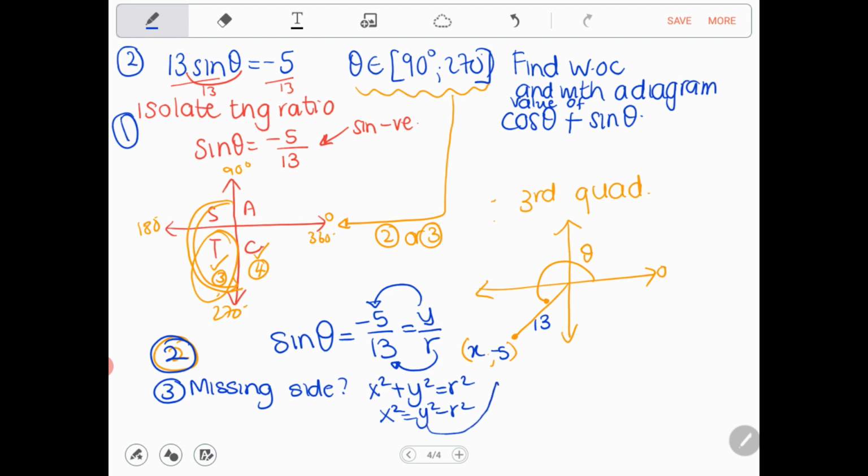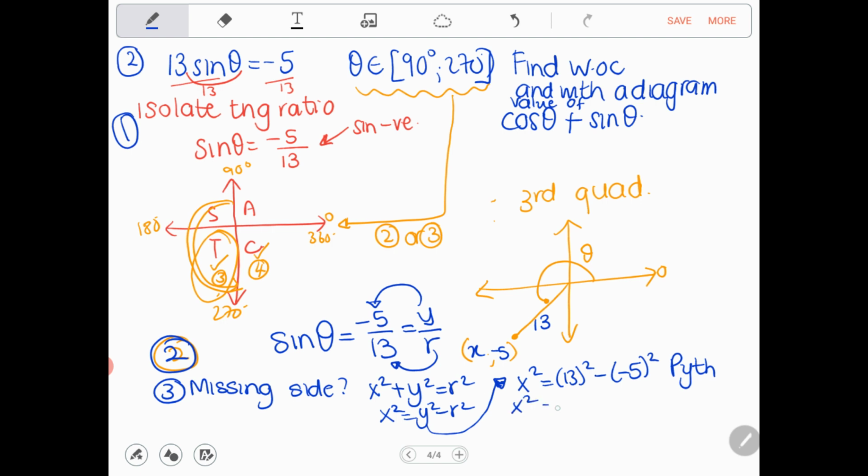It's going to come up here. Okay, so x squared is going to be 13 squared minus negative 5 squared. Please make sure you substitute in brackets. Sorry, here I should have written Pythagoras. I'm going to write it here. It should have been at the beginning.